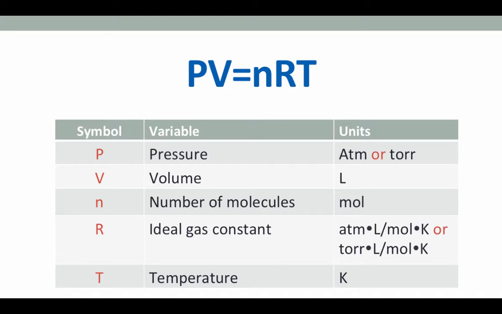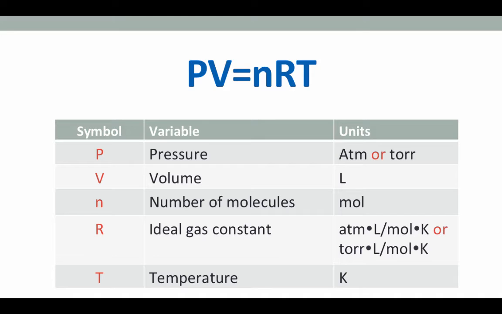It's important to note that the value for the ideal gas constant will change depending on which pressure units you are using. If you are using atmospheres, the ideal gas constant is 0.0821 liter atmospheres per mole per Kelvin. However, if you are using torr as your pressure unit, the ideal gas constant is equal to 62.4 liter torr per mole per Kelvin. Lastly, you'll note that the temperature is always measured in Kelvin.